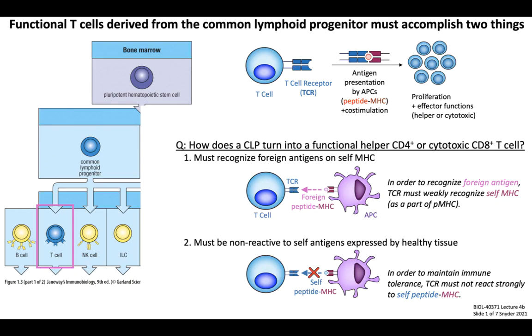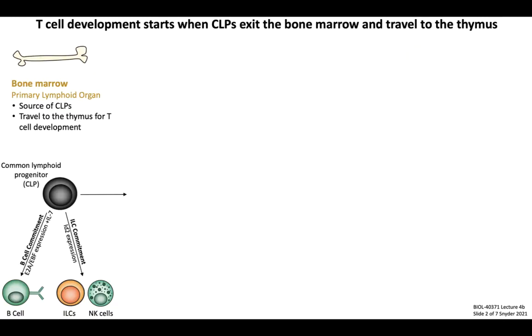Now that we've established these two essential criteria of a functional T cell, let's learn more about the specific stages of T cell development from a common lymphoid progenitor stem cell. Let's first look at a schematic that summarizes what must happen to a multipotent lymphoid stem cell in order for it to develop into a functional T cell that meets these two requirements.